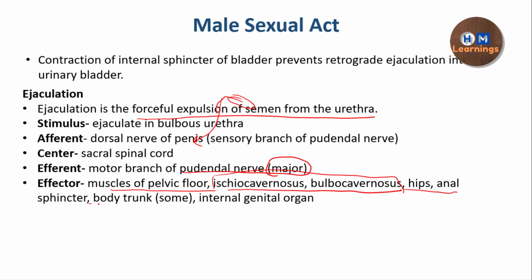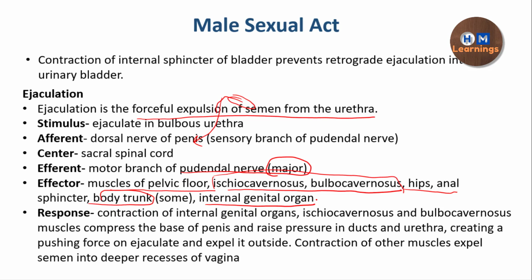The muscles of the hips, the anal sphincter, some of the muscles of the body trunk, and the internal genital organs also are going to contract. What do all of them do? Their contraction will compress the base of the penis, and it will raise the pressure in the ducts and the urethra, creating a force on the ejaculate, and finally it is expelled outside. The contraction of other muscles with them is going to expel the semen into the deeper recesses of the vagina. So you can see that it is happening so that the semen can be ejaculated more distant.